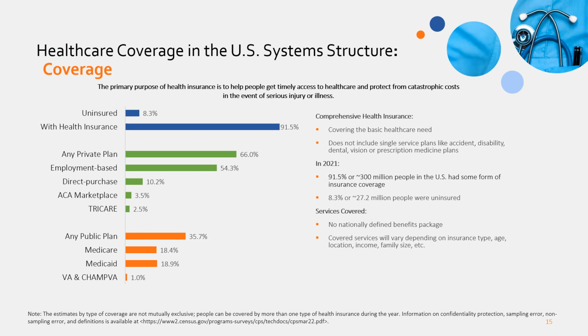To be considered insured, you have to have comprehensive health insurance, which is defined as covering the basic health care need. In 2021, 91.5% of the population had some form of insurance, and 8.3% were uninsured. There is no nationally defined benefits package, so covered services can vary greatly depending on factors like the insurance type, the state you live in, your age, income, employment status, and family size.